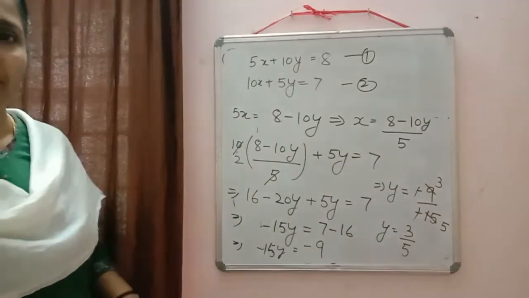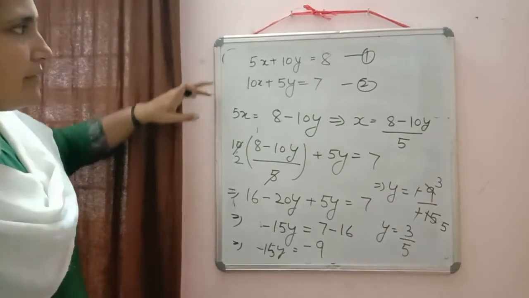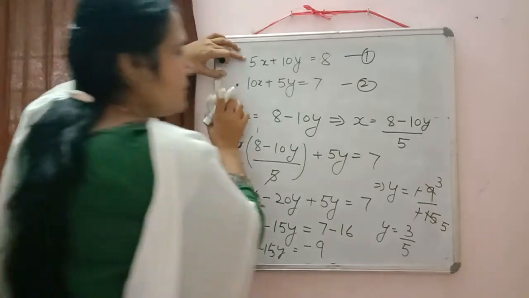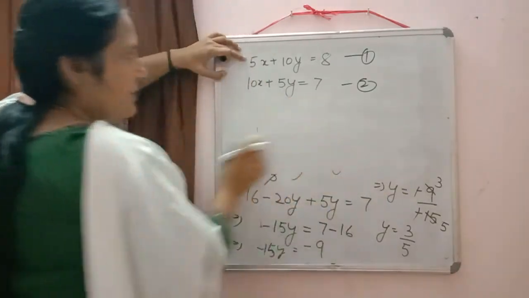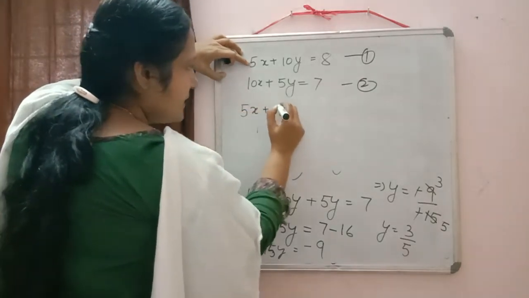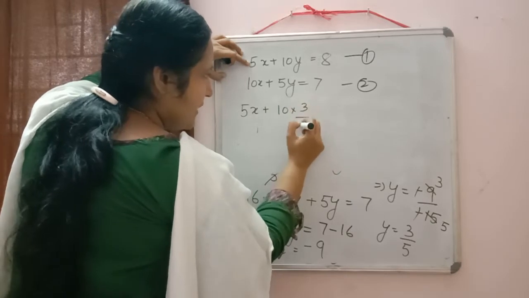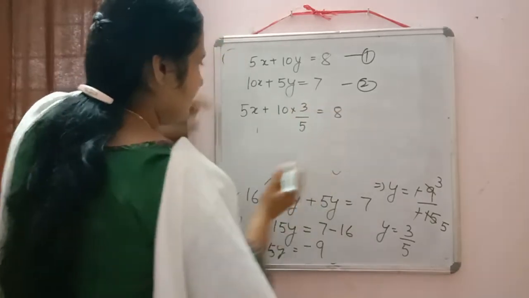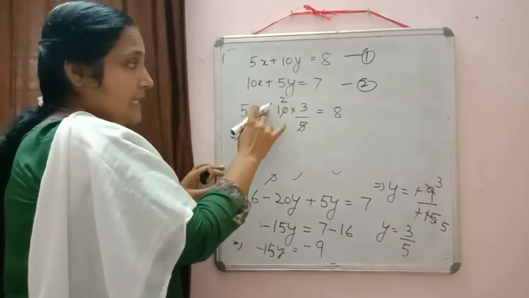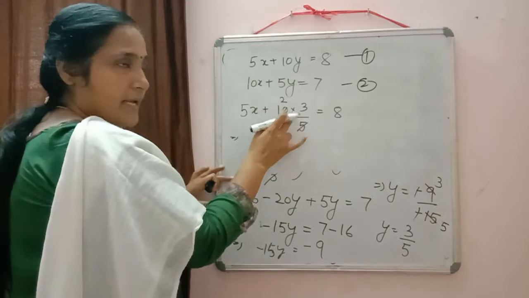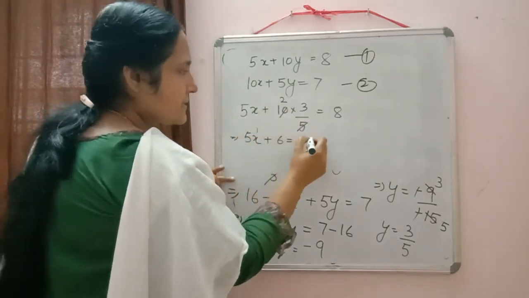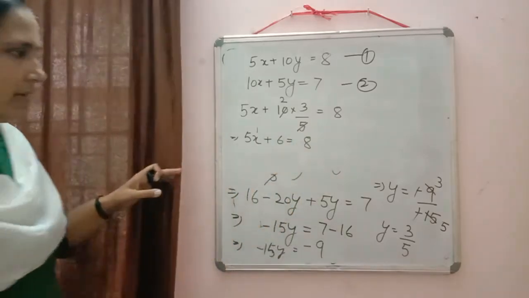Now we want the value of x. So we'll substitute the value of y in any one of the equations. Suppose I am substituting in equation number 1. So 5x plus 10 into 3 by 5 is equal to 8. 5 and 10 we can cancel here. Don't cancel the other term because the addition sign is there. Here we have multiplication, that's why I have cancelled. So we will get 5x plus 6 is equal to 8. Then what will come?